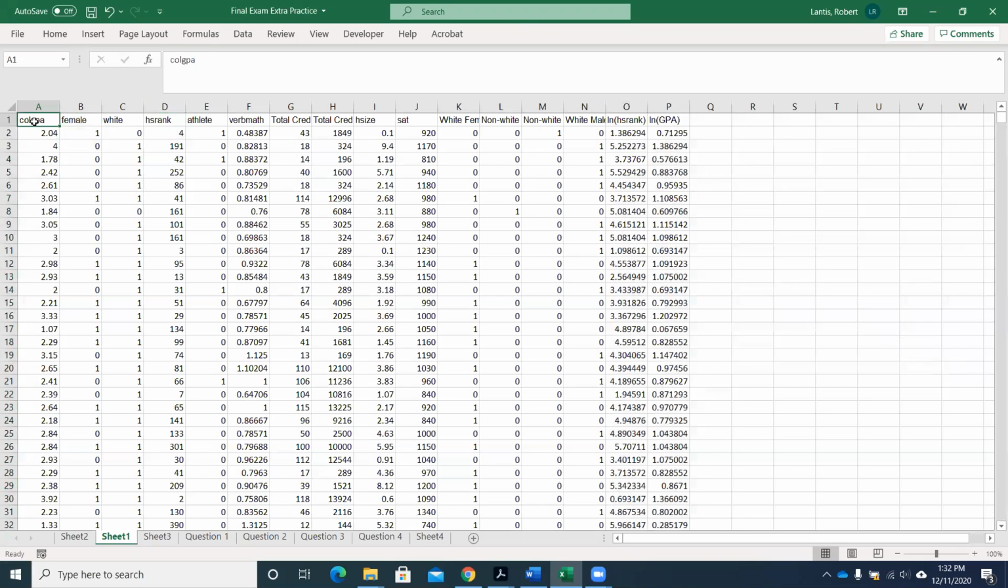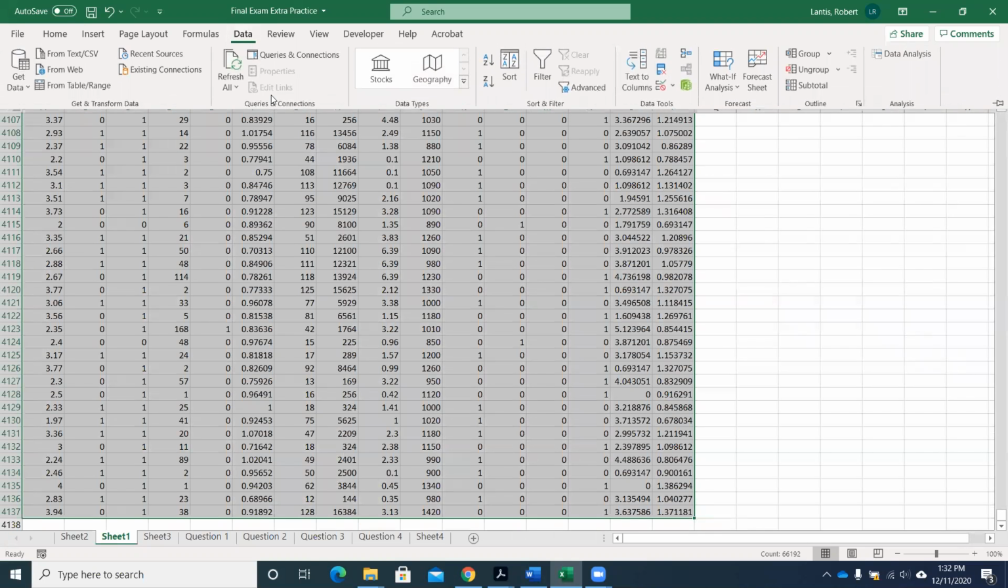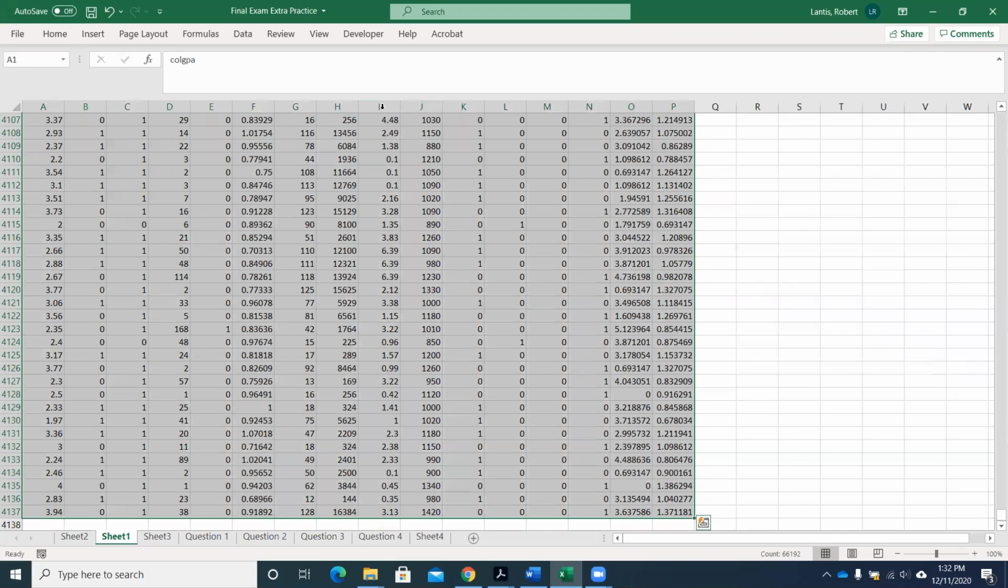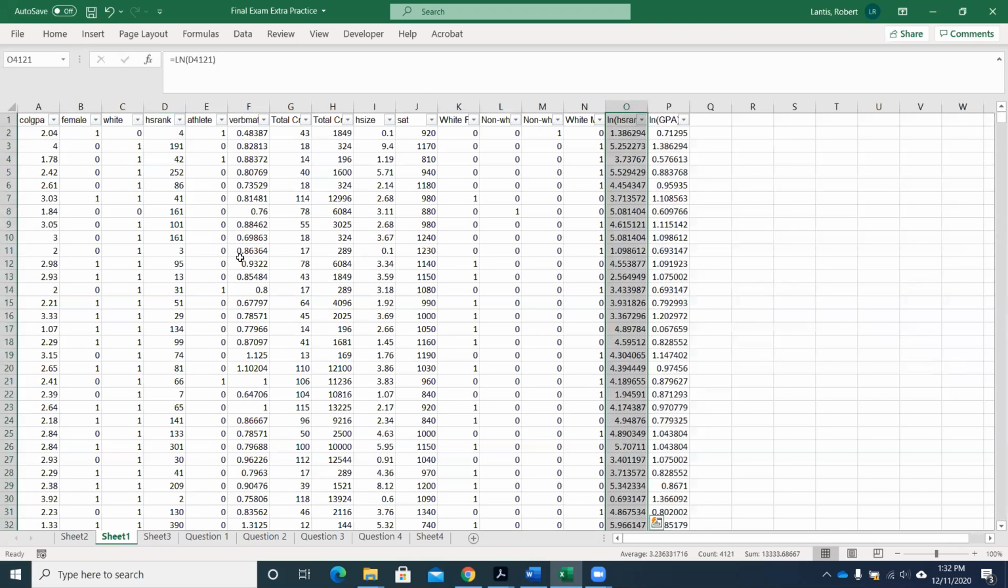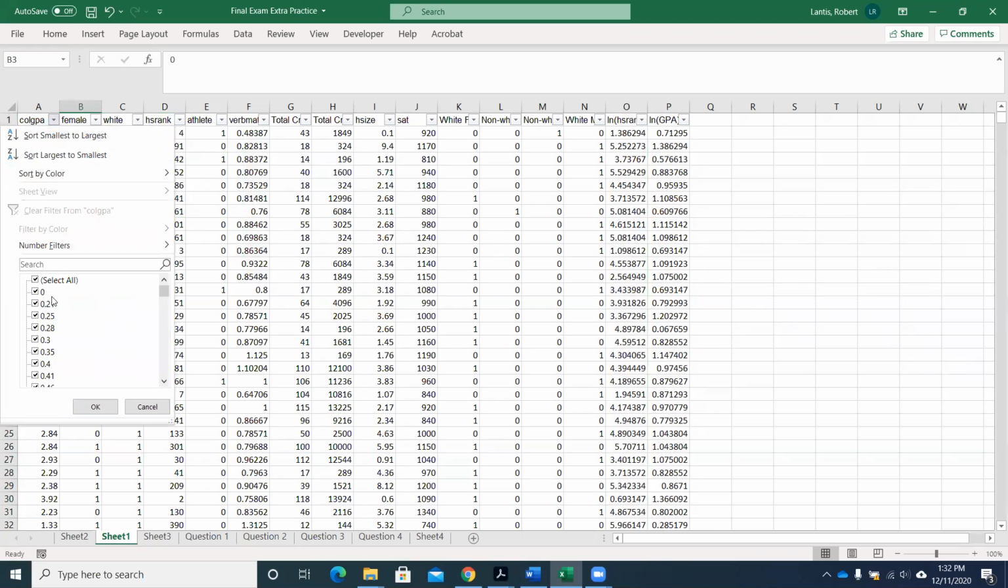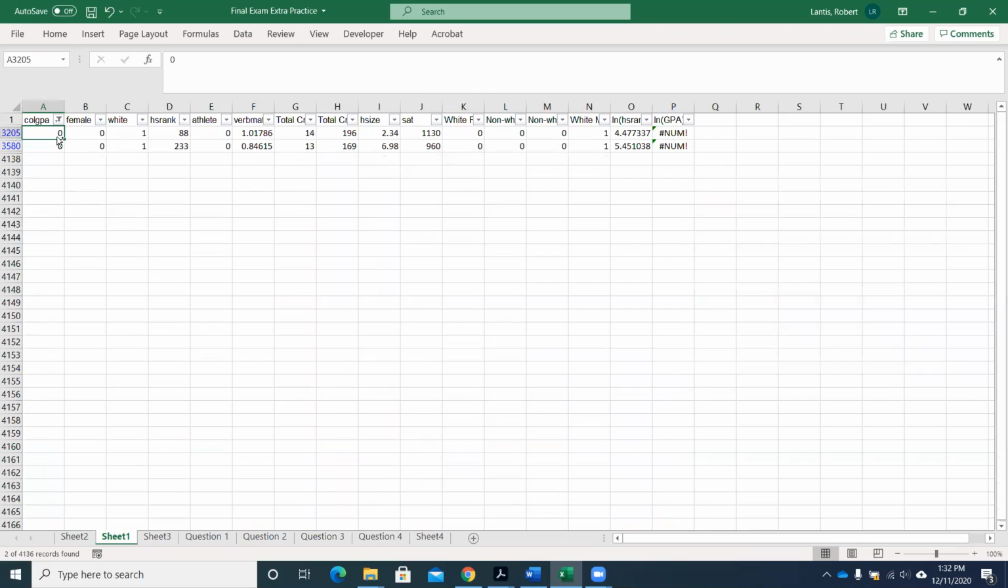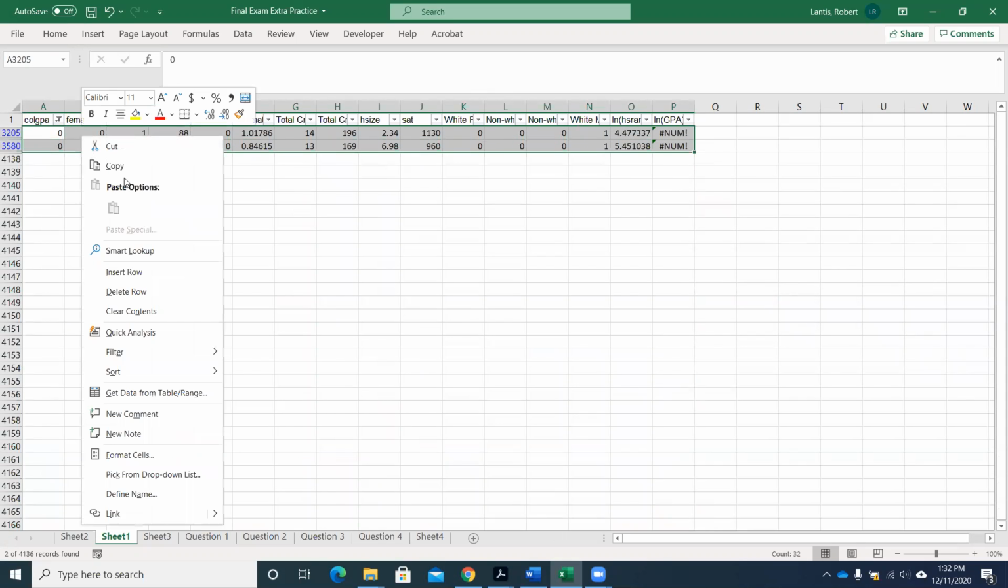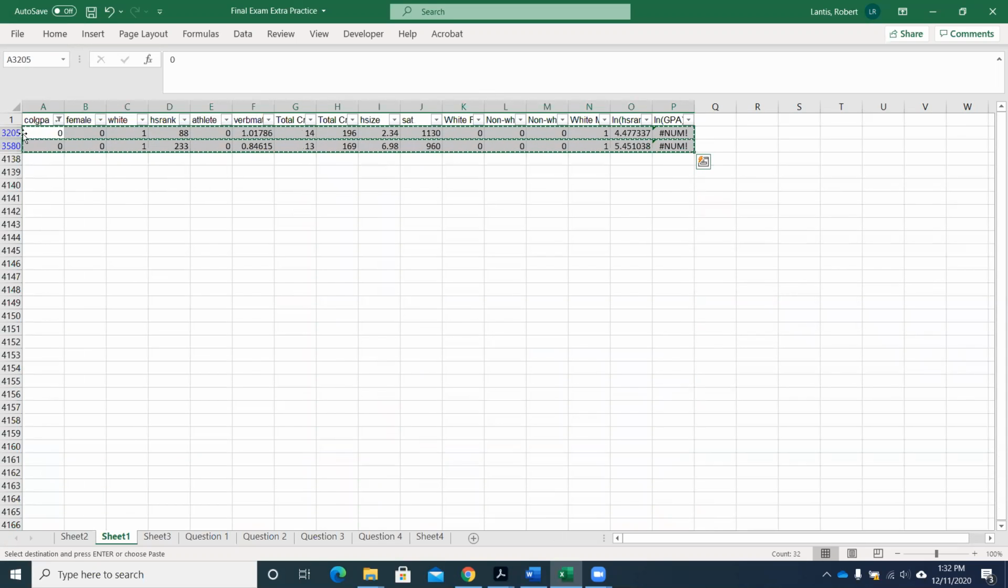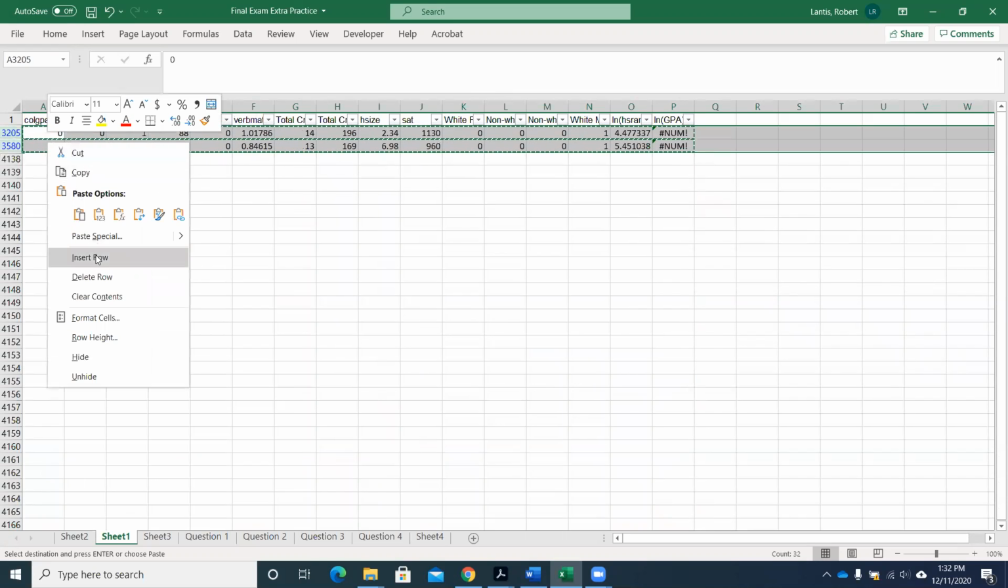Let's see. I'm doing this on the fly, so forgive me. Are there zeros in there? There sure are. How do you get a 0 GPA? Oh, there's 2 people. Maybe they enrolled and dropped out. Oops. What did I do? I copied. I want to delete them.